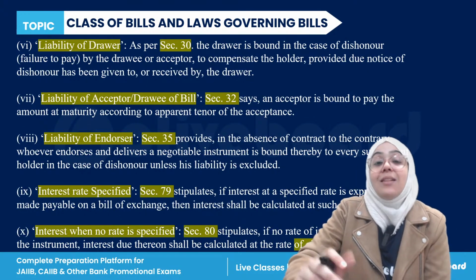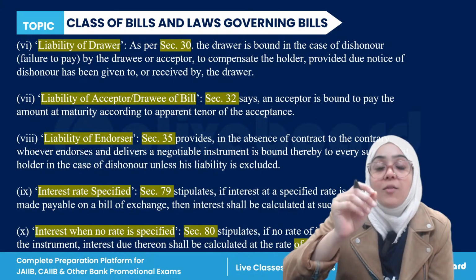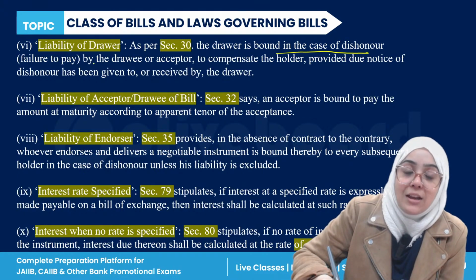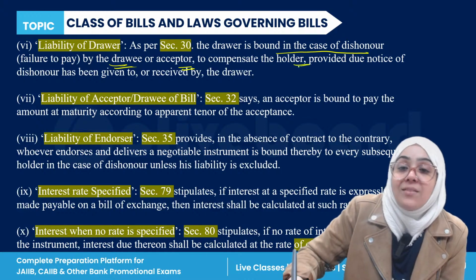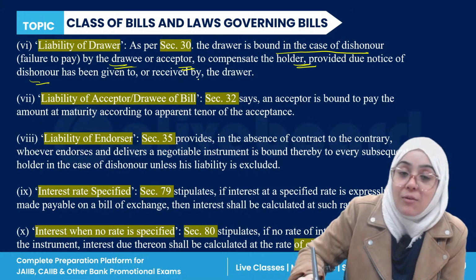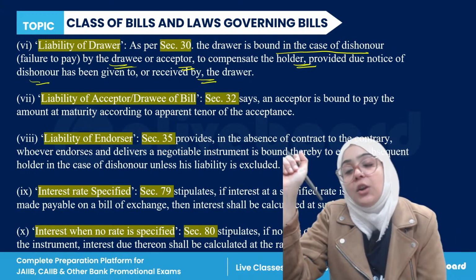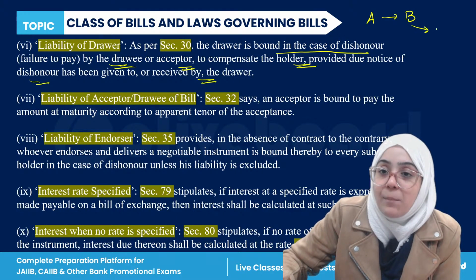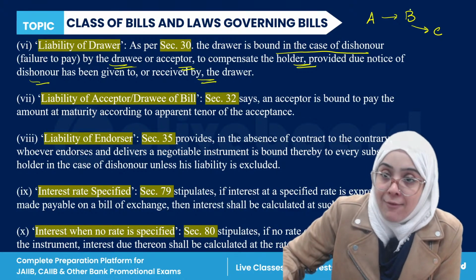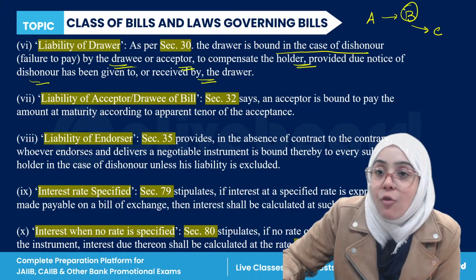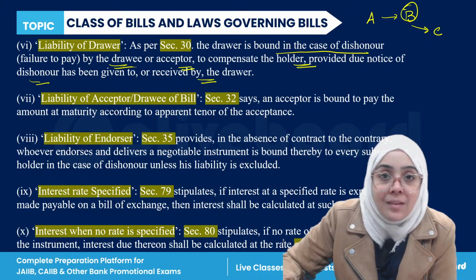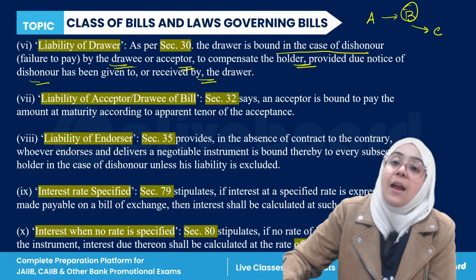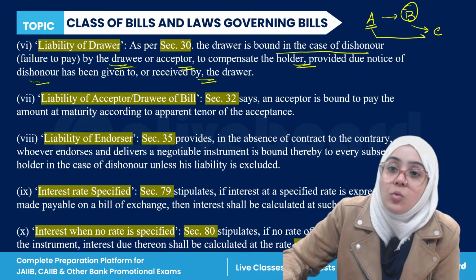Very important. Now, there is the liability of the drawer. Liability of the drawer is as per Section 30. The drawer is bound, in case of dishonor, meaning failure to pay, by the drawee or acceptor, to compensate the holder, provided due notice of dishonor has been given to and received by the drawer. So what is the liability of the drawer here? For example, A has drawn a bill of exchange on B, instructing B that you have to make payment to C, right? If after 30 days B defaults on payment to C, then what? Then A is responsible for paying C, right?